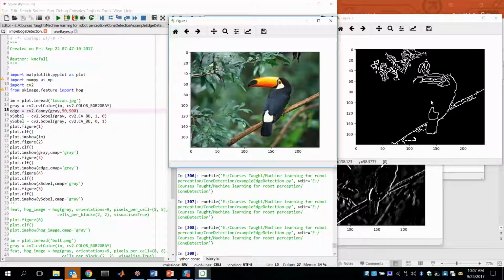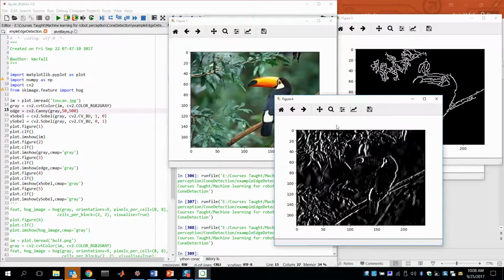That finds edges in general, edges in any direction. The next one I do is a Sobel filter. This one is in the X direction and this one is in the Y direction. You can actually make the Sobel filter go in any direction. The 1 and 0 tell you the direction, the X component and the Y component of whatever direction you're looking for. It's most common to use 1, 0 for the X direction and 0, 1 for the Y direction.